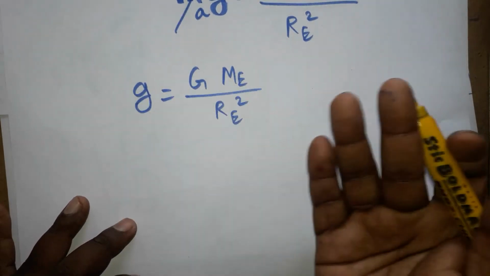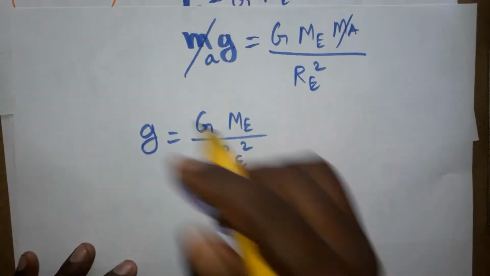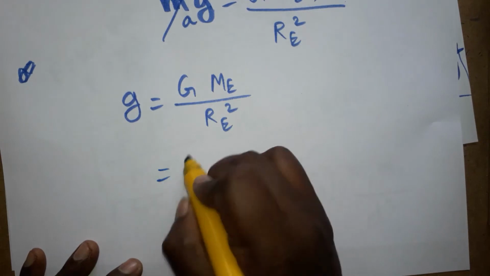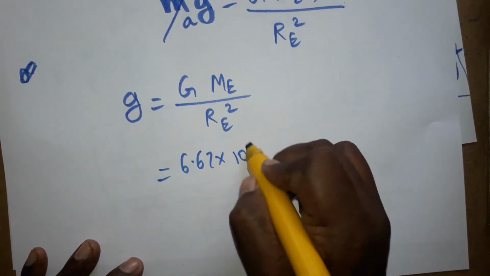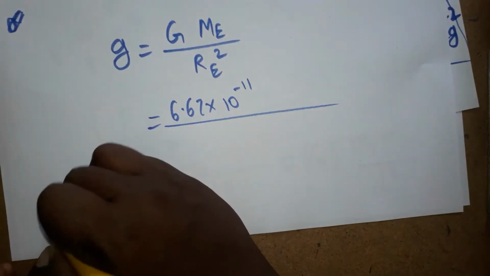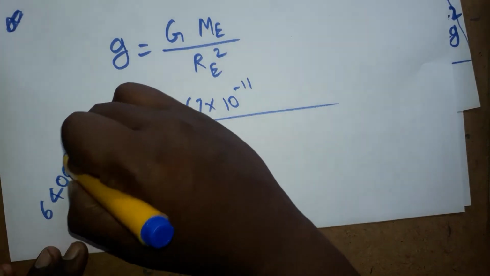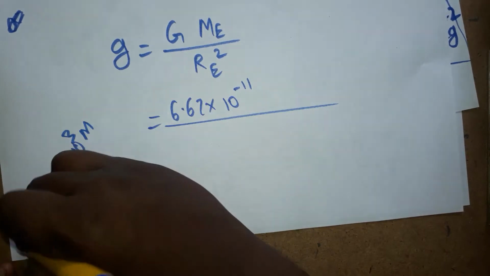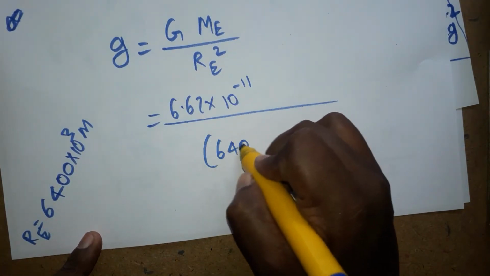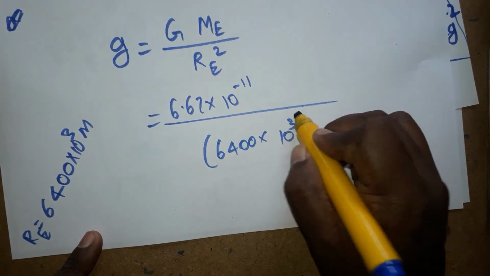So small g is the acceleration due to gravity. The value of capital G is 6.67 into 10 power minus 11. The radius of the earth is 6400 kilometer, so 6400 into 10 power 3 meter. So the radius of the earth square is 6400 into 10 power 3, whole square.